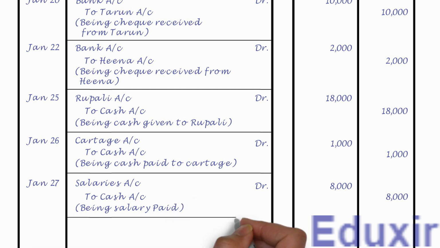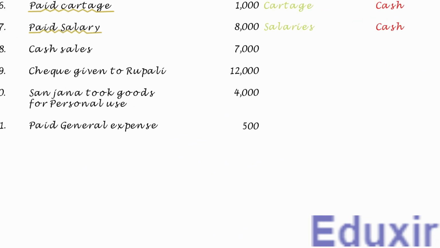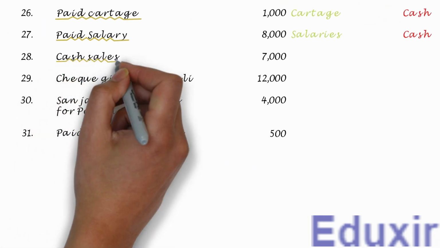Let us now draw a line to mark the completion of generalizing of this transaction. That completes the generalizing of this transaction. Let us now take up the next transaction. In this transaction, there is a cash sale of 7,000 rupees.